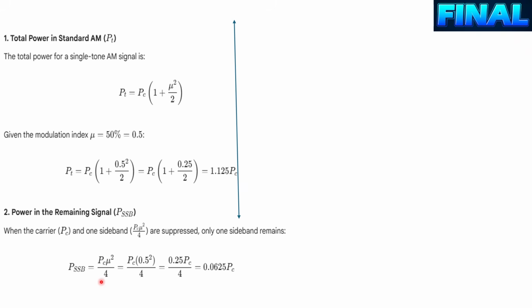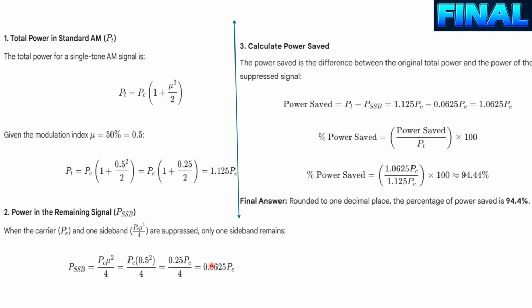So this will give you the power in a single band. So we got these values, power in only one band. Now, saved power means the total power minus the sideband power. So that is this value. Now the percentage saving is the saved power divided by the total power. So finally the answer is 94.44 percent, right?